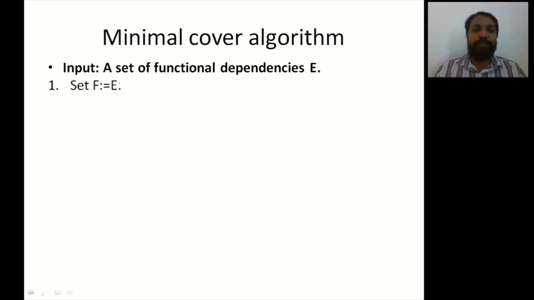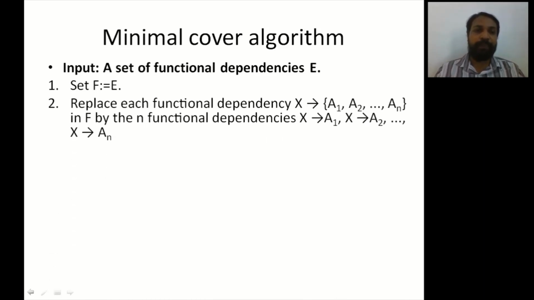So what we do is we are assigning that set of functional dependencies to F. Then the first condition: we have to replace each functional dependency X to A1, A2, etc. Like this, if there is a functional dependency like X to ABC, we have to replace it with X to A, X to B, X to C. So that is the first condition for minimal cover. First, all should be in the canonical or standard form. So we have to make it into canonical or standard form. That is the first step.